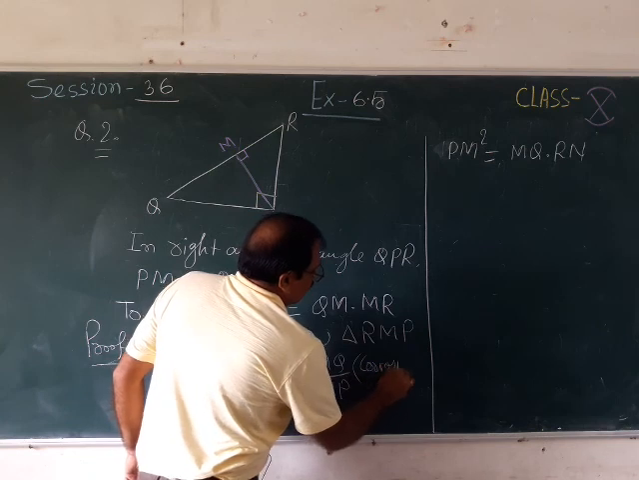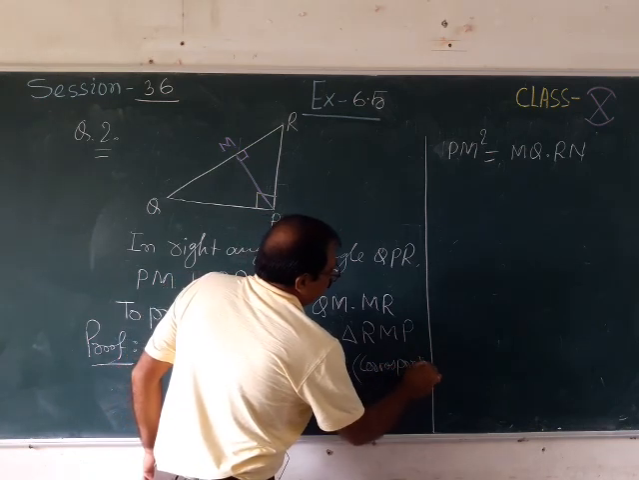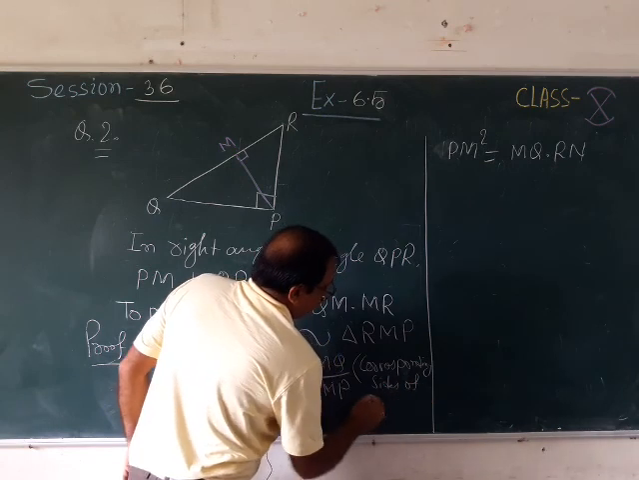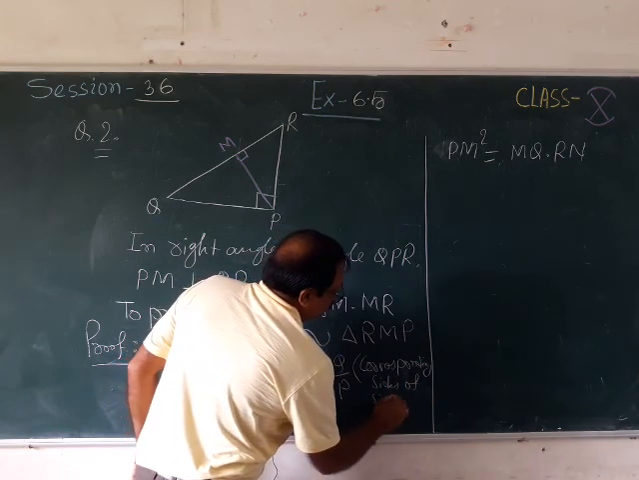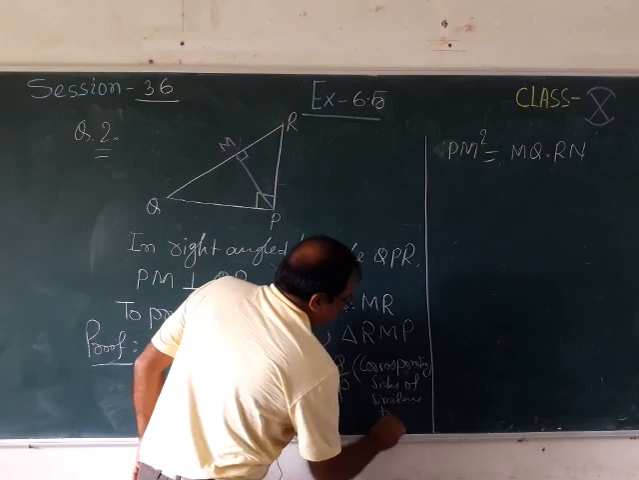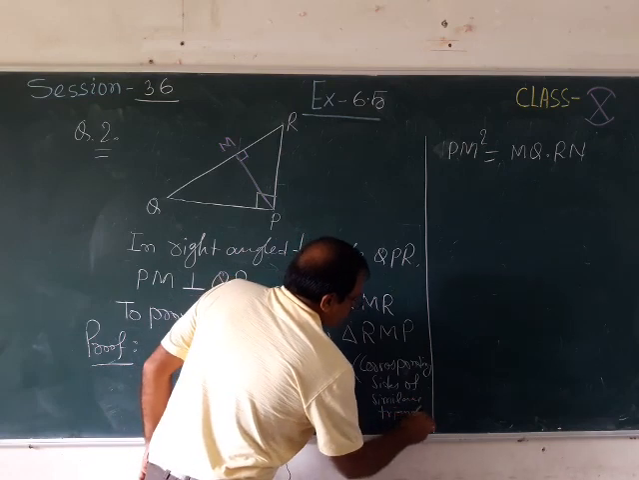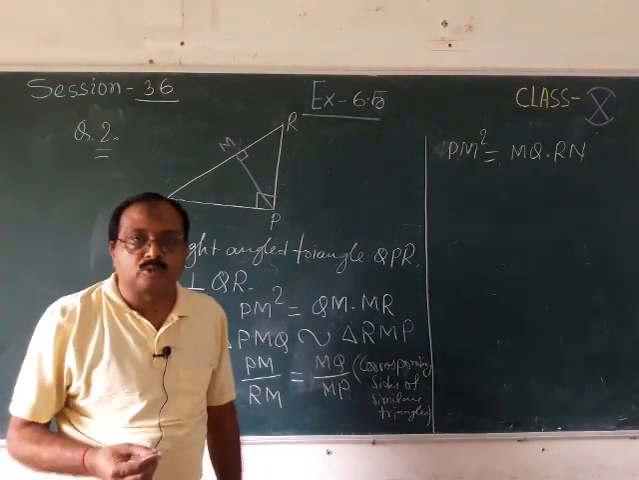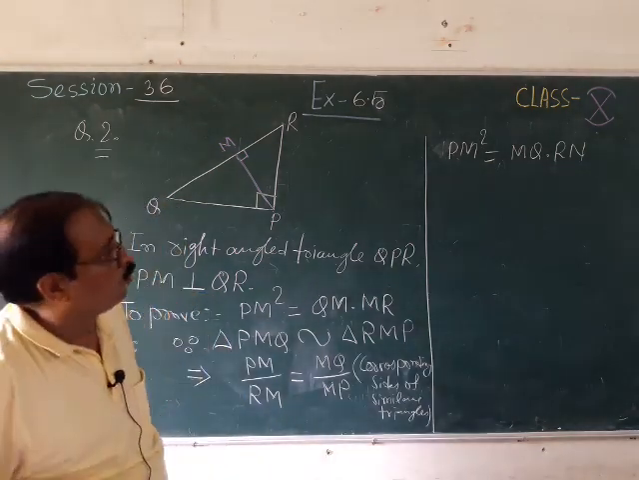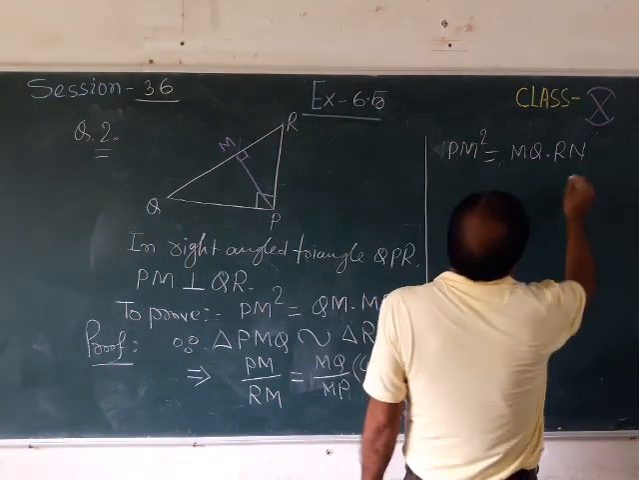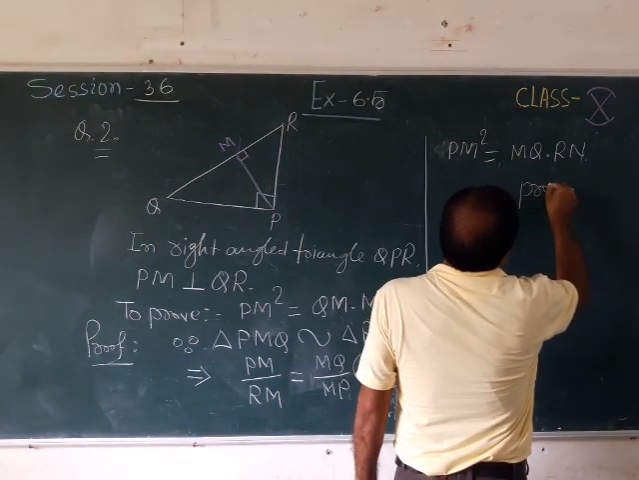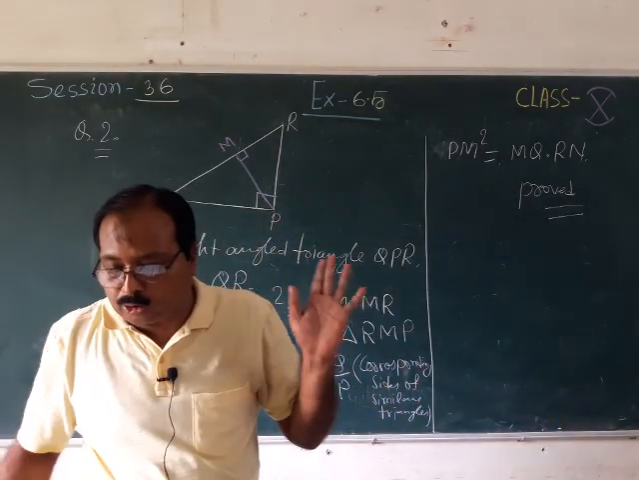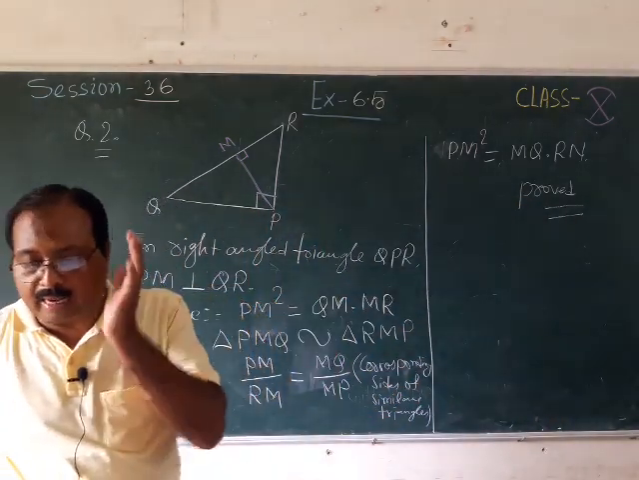Corresponding sides of similar triangles are always proportional. That is the reason you can write it like that: corresponding sides of two similar triangles are always proportional. So like that you can prove it, and till here it is proved, the question is over. Okay, so you have seen question number 2 is done like that.